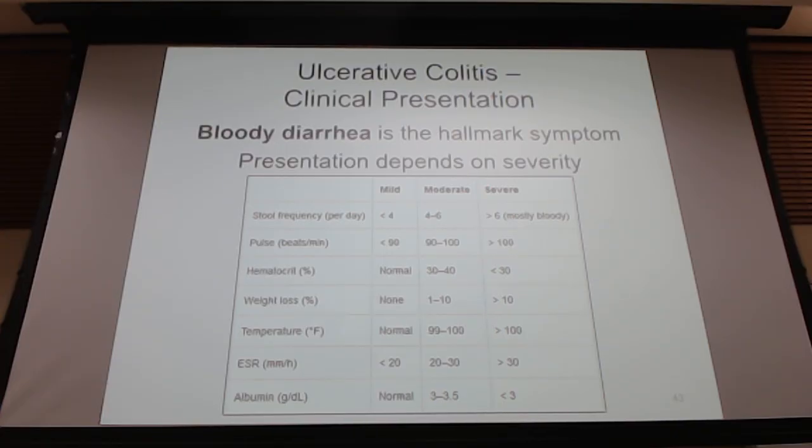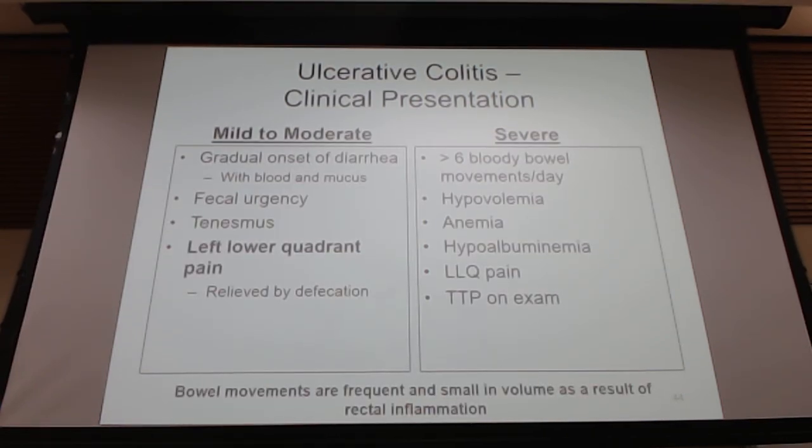And with bloody diarrhea, obviously they're going to have increased stool frequency as it gets severe. Pulse is going to be up because they're dehydrated, they're potentially hypotensive. Hematocrit's down. All that stuff makes perfect sense, that all that would fall in line with bloody diarrhea. Here's your mild to moderate. So where do we see this? This is a left lower quadrant pain, similar to diverticulitis.